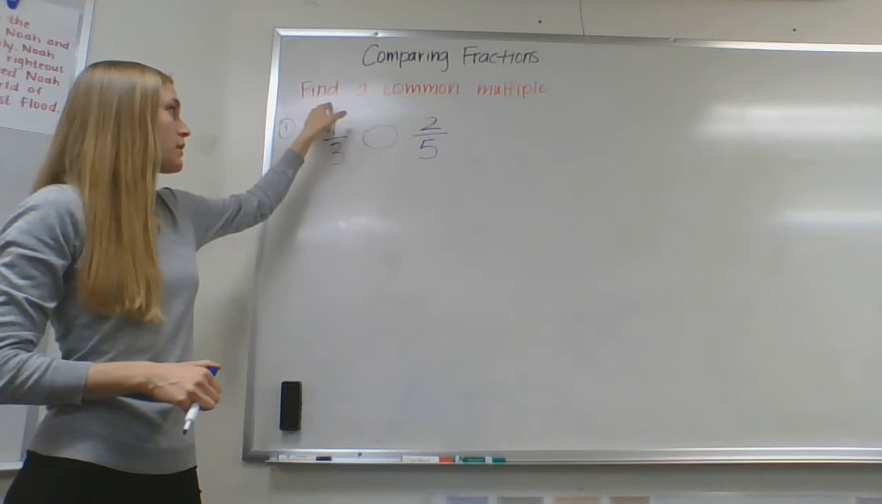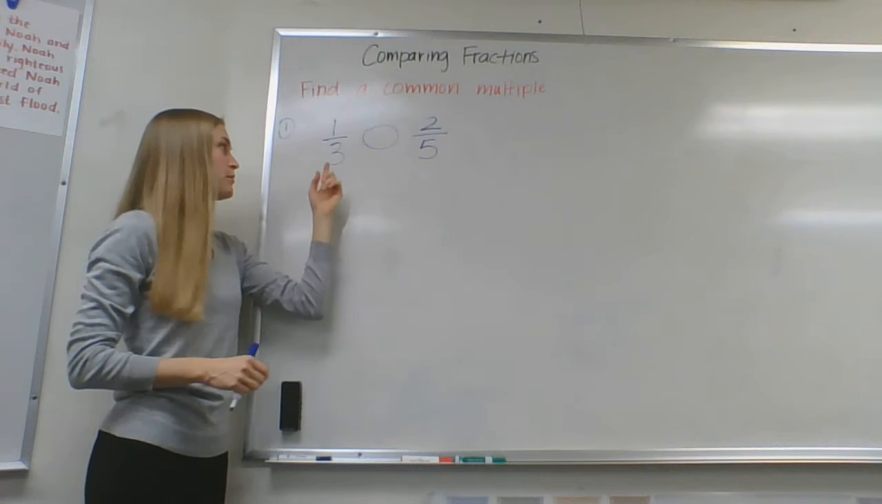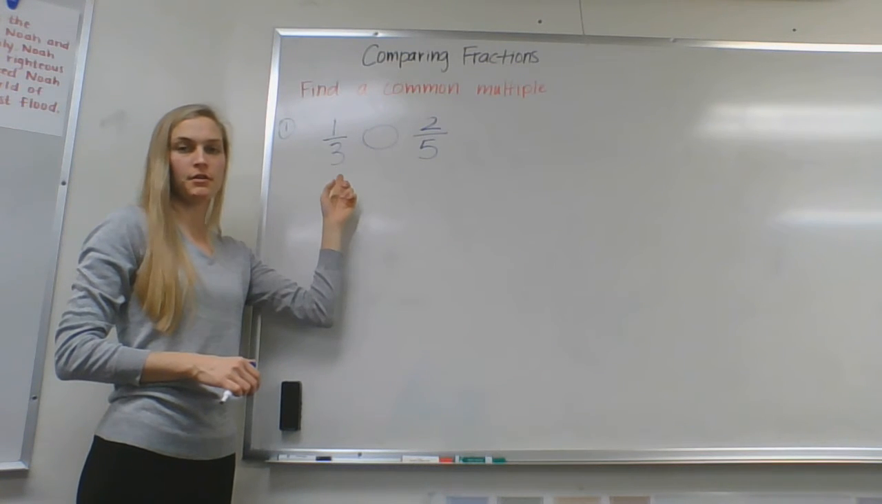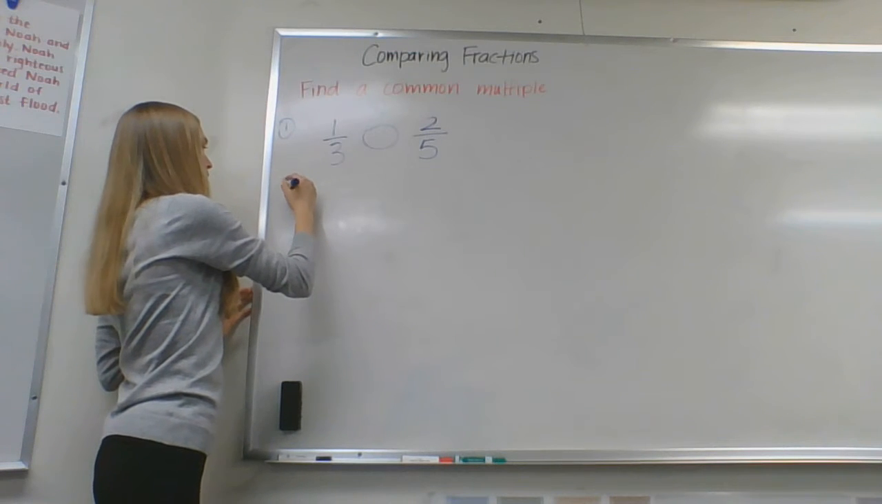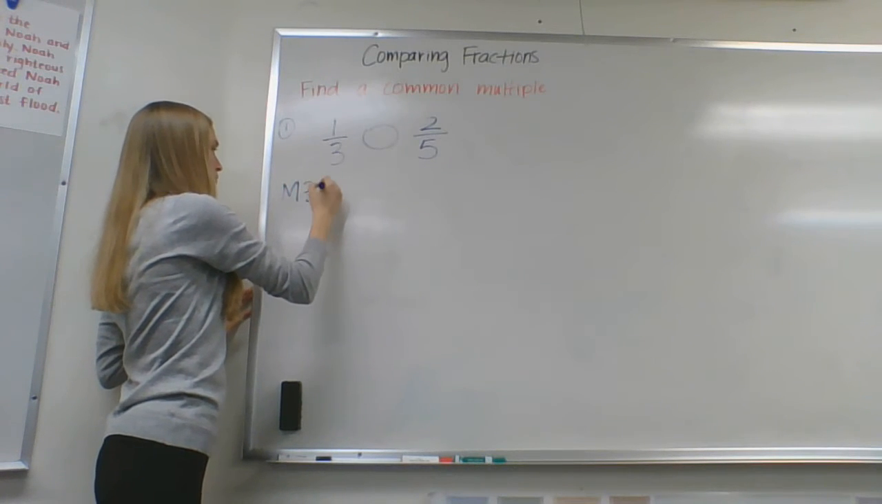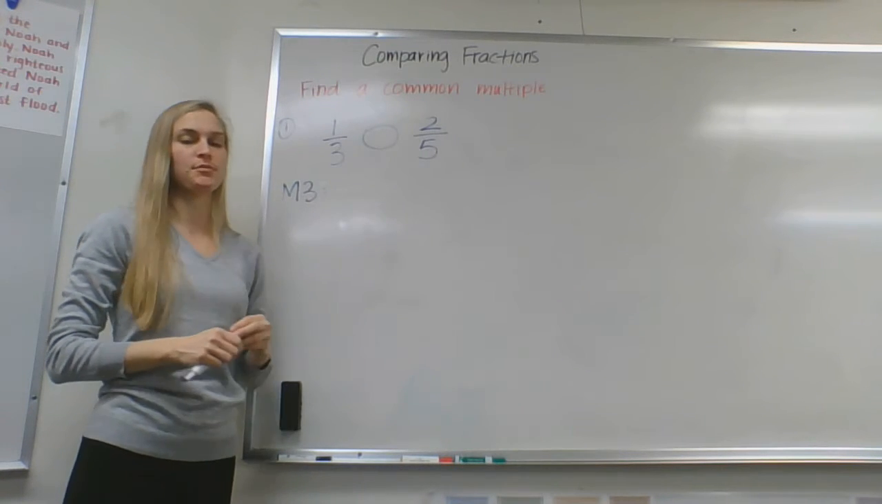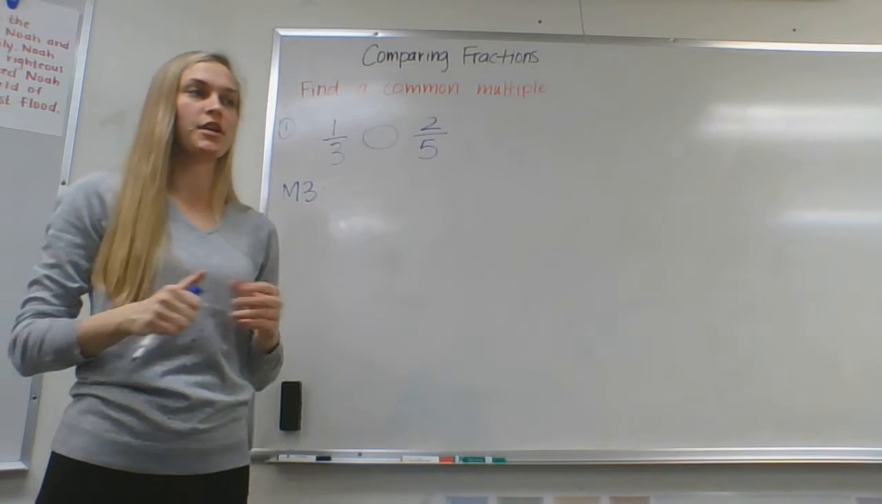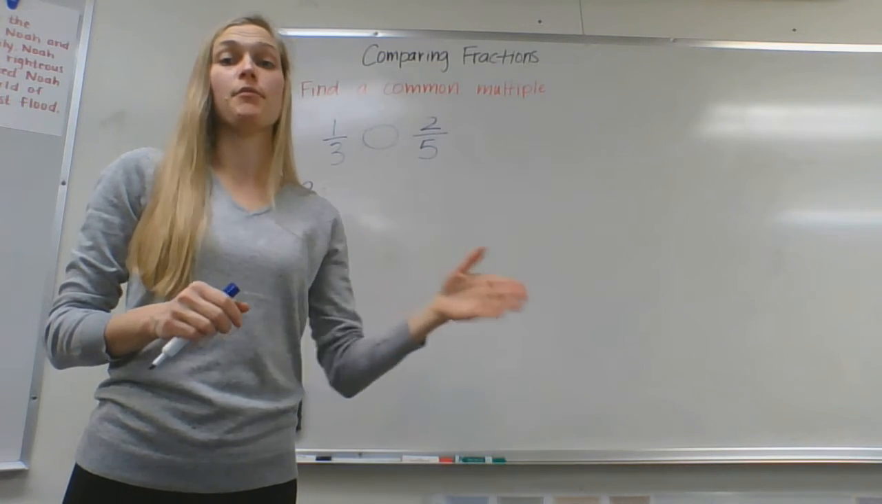So what we're going to do is find a common multiple. And how we're going to do that is we're going to write out the multiples of both this denominator 3 and then this denominator 5. So I'm going to put M3, which stands for multiples of 3. I'm going to write out the multiples. If you remember, multiples of a number are just numbers that number can multiply to.